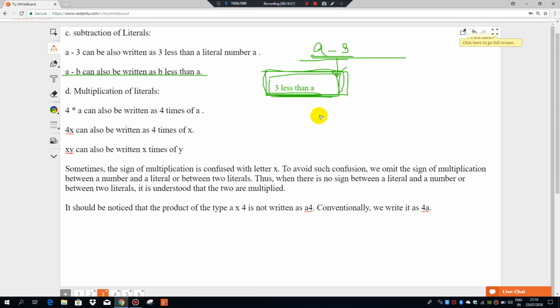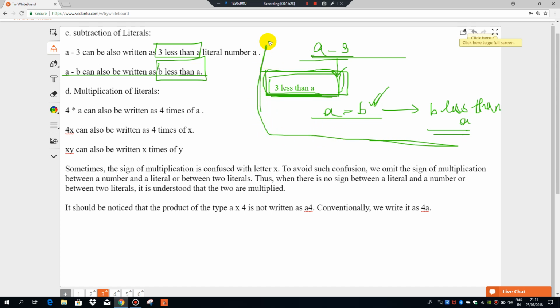Think of A minus B. How can it be written? Both are literals, so we write the right side literal first. If it is minus, we say less than, otherwise more than. So B less than A. And here, 3 less than A. That's how we form expressions using numbers and literals.